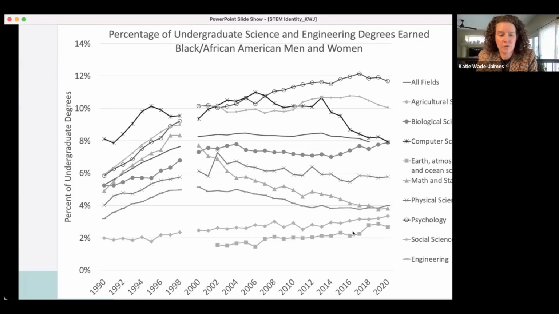But I just want you to take a few seconds to look at this graph and think about anything you notice. And I will be asking you to share in a second. So think about this one.